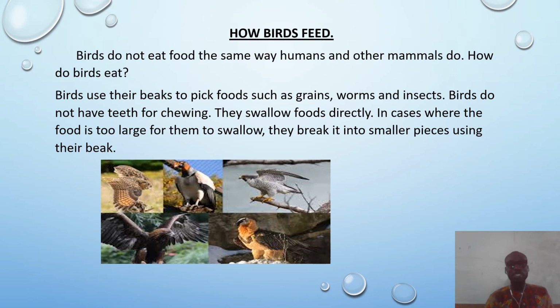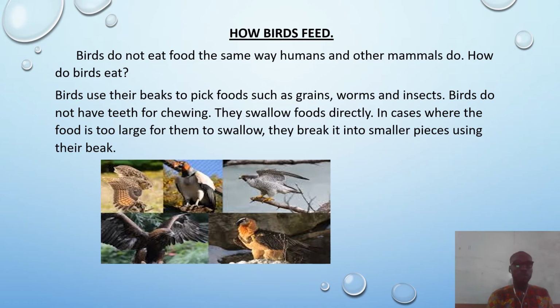Alright, so let's look at how birds also feed. So birds do not eat food the same way humans and other mammals do. So if so, then how do birds eat? So birds use their beak to pick foods such as grains, worms, and insects.